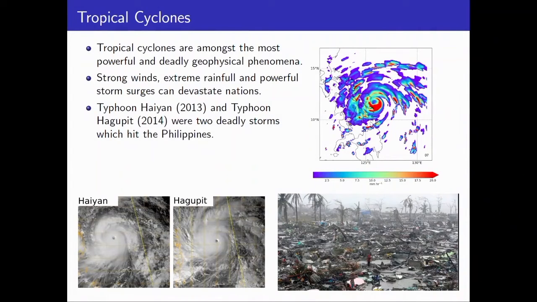So this image at the bottom right, this is the aftermath of Typhoon Haiyan, which is one of the storms I'm looking at. And you can see that the strong winds, the flooding due to the extreme rainfall and the storm surges has completely ruined the country. And in fact, it caused over 7,000 deaths and $1.8 billion of damage. So clearly it's really important that we accurately predict where these storms are going to go and also how intense they will be.